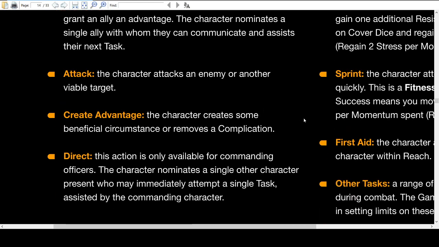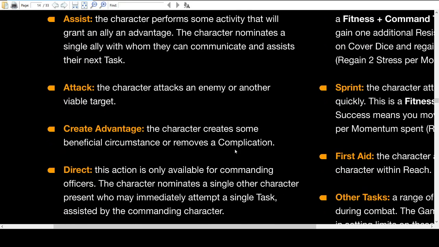Okay, moving on, we have direct. This action is only available for commanding officers. The character nominates a single other character present who may immediately attempt a single task assisted by the commanding character. So this is also another potentially confusing task between direct and assist.